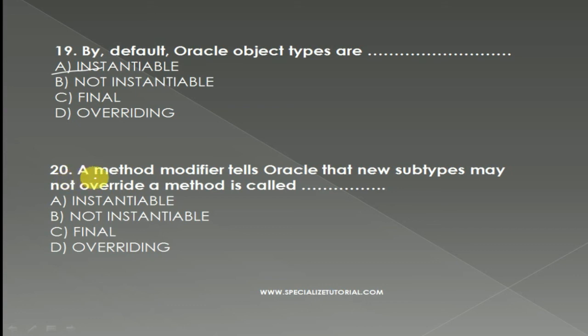Question 20. A method modifier that tells Oracle that a new subtype may not override a method is called. The options are A instantiable, B not instantiable, C final and D overrides. So C, final, is the right answer. The method modifier that tells Oracle that new subtypes may not override a method is called final.